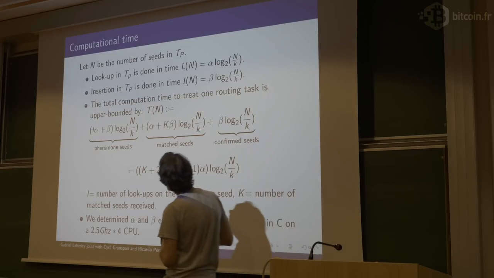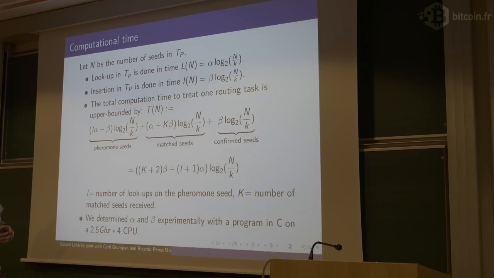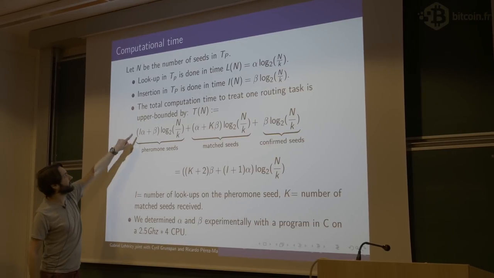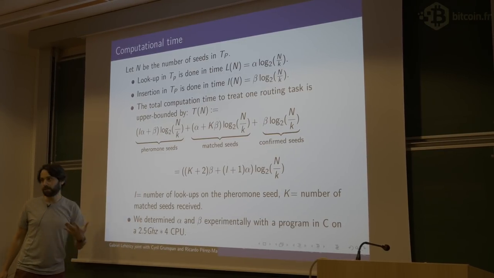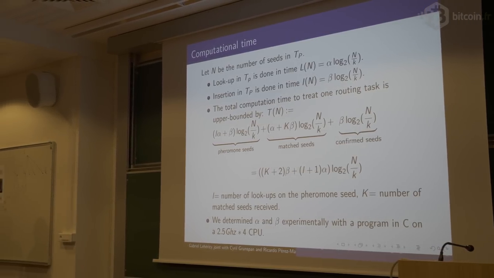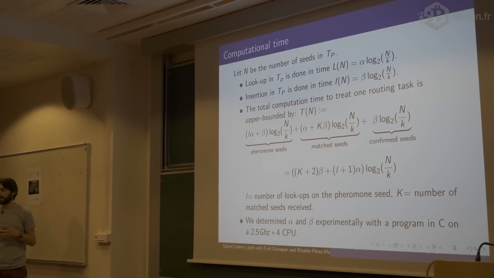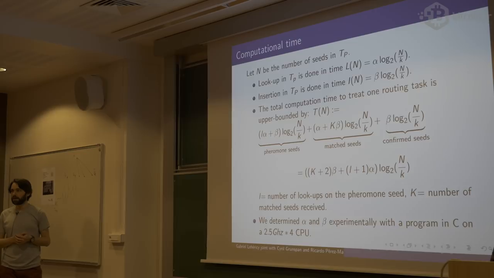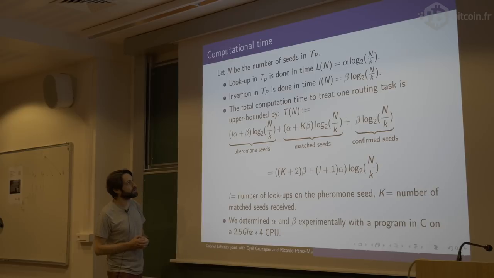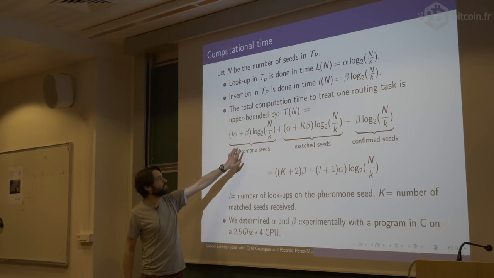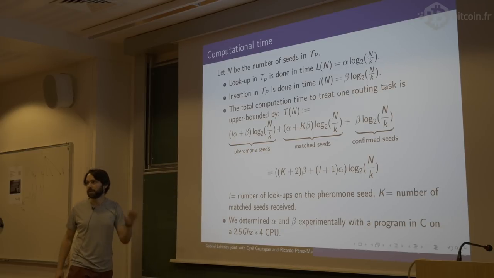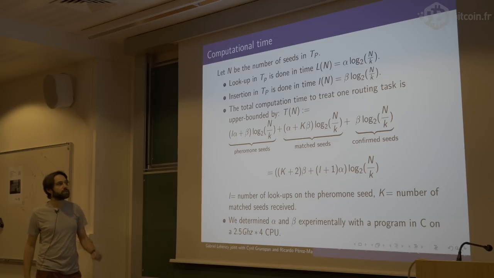So here, it's a bit unfortunate because I chose L, but it looks exactly the same as I. But this is L, the number of lookups that you have to perform on pheromone seeds. Remember that in general, a node will receive the same seed several times, which means it will do several lookups for the same seed. But it only has to do one insertion. So the time to treat pheromone seeds is basically L alpha plus beta times log of n over k, okay? Because L many lookups and one insertion.